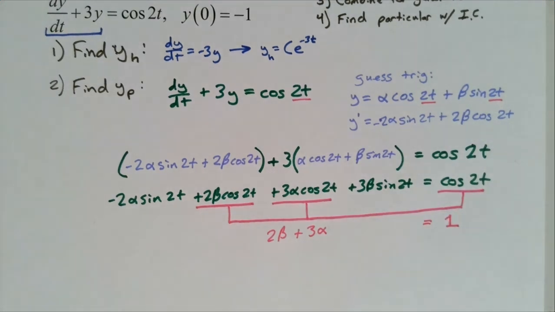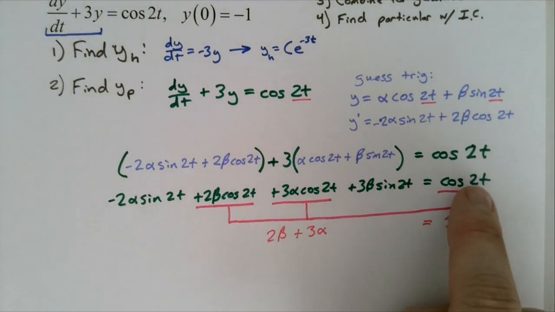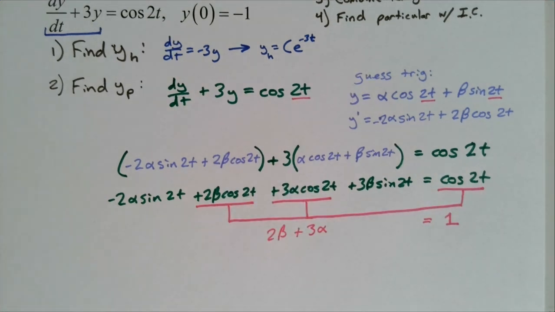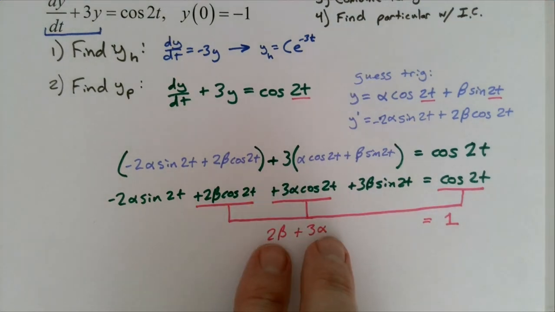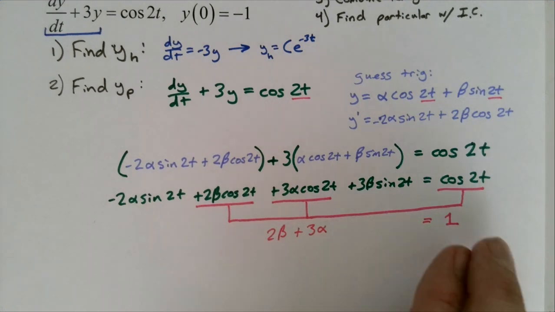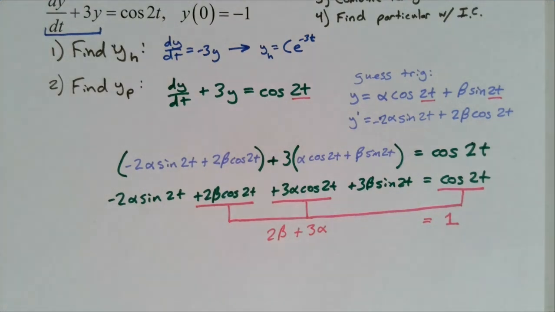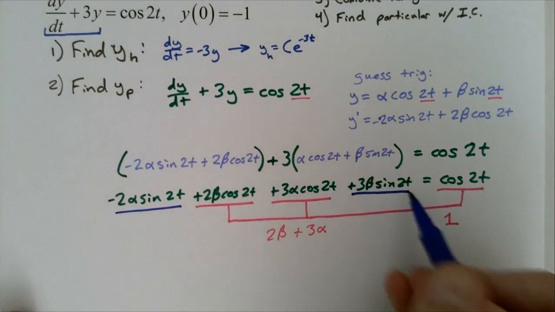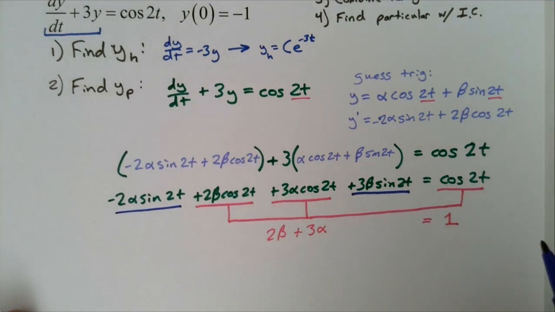And the reason I can do that is I just drop away and say whatever the cosine terms are, they have to have the same coefficients on both sides. So on this side, 2 beta plus 3 alpha has to be equal to 1 on this side. But what do I do with these sine terms? What do I do with this guy right here and this guy right here? There's no sine term over here.